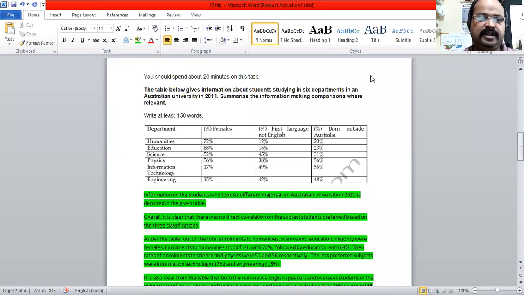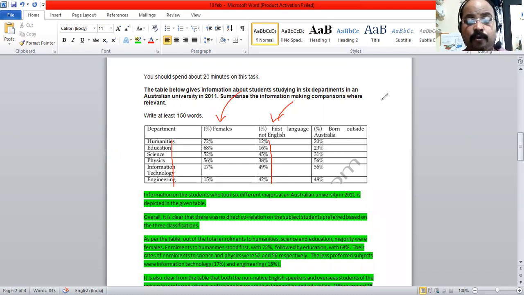Today we are going to see a table which gives information about students studying in 6 departments in an Australian university in the year 2011. So we have got some information, and this is somewhat scattered information. We have information about the percentage of females who have enrolled in 6 subjects here. We have information about the percentage of students who are non-native English speakers, who took all these 6 subjects as their major.